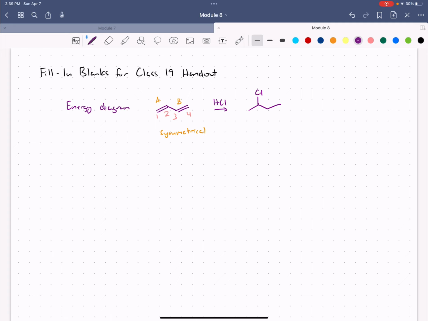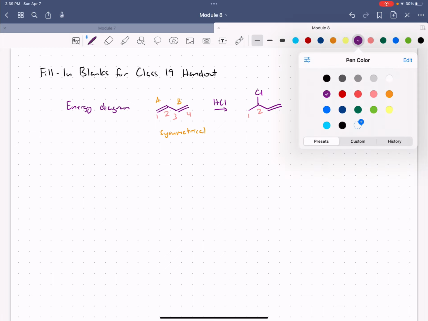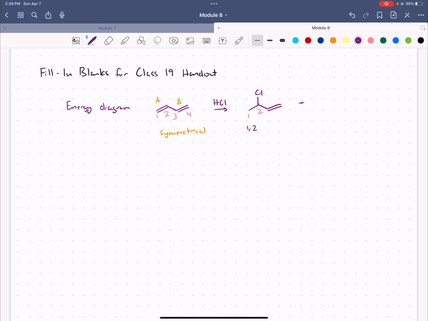Okay, so double bond B we didn't touch. And again, carbon number 1 got the hydrogen, carbon number 2 got the chlorine, and that's the 1,2 product. Let me label that actually. The 1,2 product. I'm not saying if it's kinetic or thermodynamic. That is an analysis that comes later.